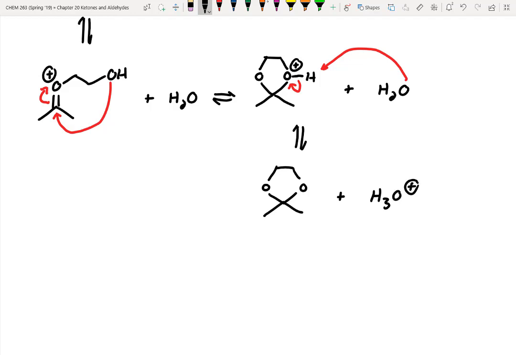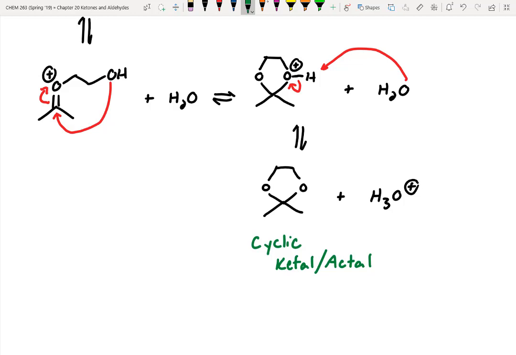Does that make sense? It's a really similar reactivity to what we saw before, but instead of having two separate alcohols attacking in, it's one diol, and it's attacking itself through an intramolecular reaction. All right? So when we look at our final product here, this would be a cyclic ketal or acetal. There's an important intermediate, though, that I did want to take a look at.